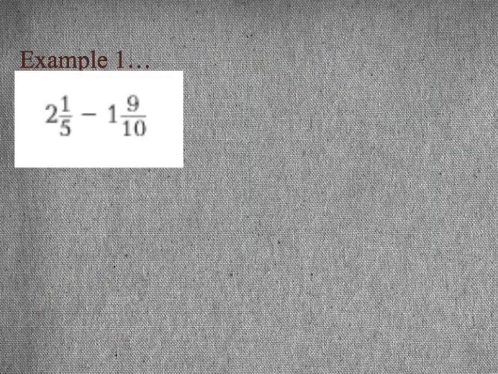Pretty simple. Alright, so we have a problem here: 2 1/5 minus 1 9/10. Can't subtract these because they don't have the same denominator. So I'm going to write it this way so that I can see it a little bit easier. I need to figure out what's the common denominator that both of these have. Well, 5 can go into 10, so I know that if I make this a 10, I don't have to change this one, but 5 times 2 gives me a 10. So 1 times 2 is 2. So 2 2/10 minus 1 9/10. All right, we're ready to go.